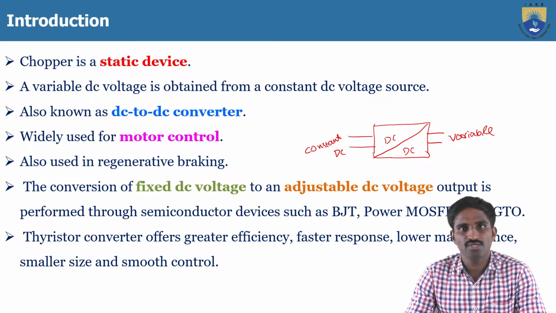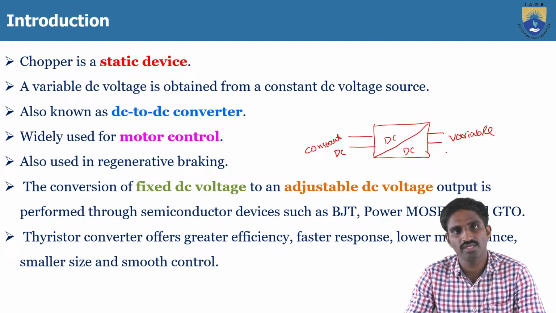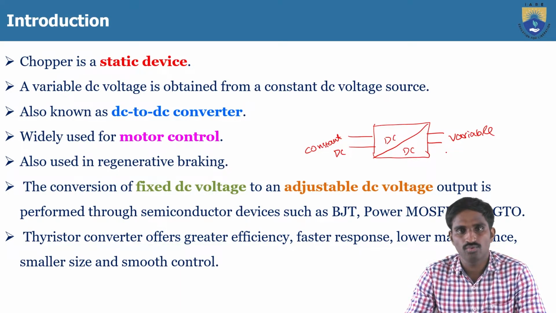One of the major applications of the chopper is motor control drives, especially DC motors, because a DC motor needs a DC supply. We know the different control strategies of the DC motor, for example variable voltage control. In that case, the DC motor needs a variable voltage input, which we can supply using the chopper, because the function of the chopper is to convert constant DC voltage to variable DC voltage. It is also used in regenerative braking, which we will discuss in upcoming classes while discussing the different types of choppers.